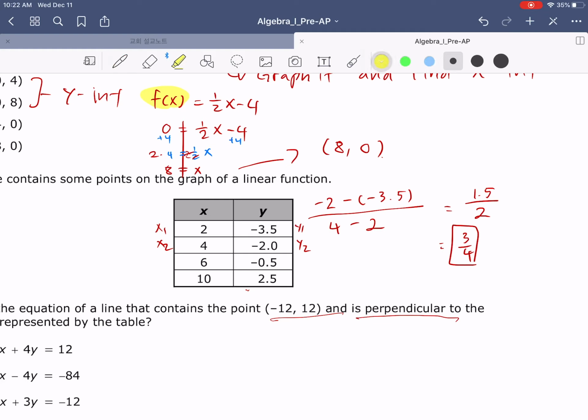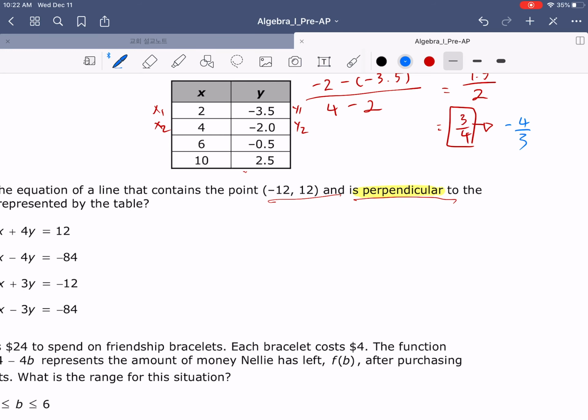But as you can see, we are trying to find perpendicular. So what we have to do is flip it and change the sign, which is going to be -4/3. Okay? And again, we're going to use this one as our x1 and y1. Just remember, we are not using this. We are using this. Okay?